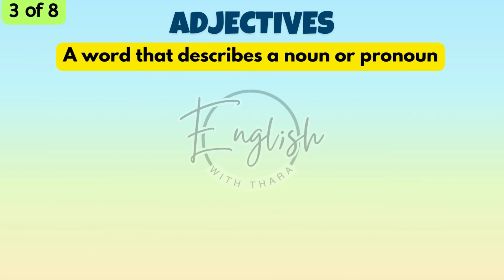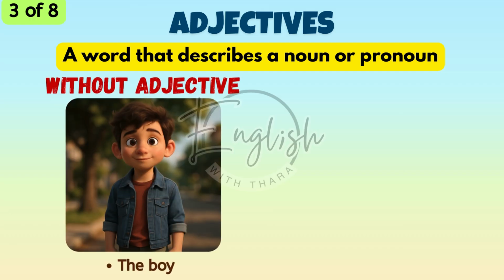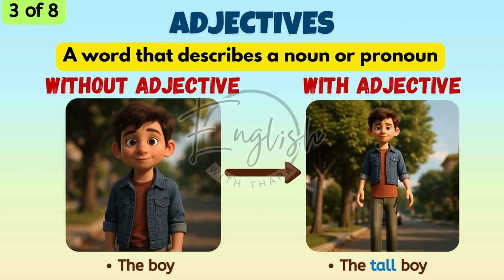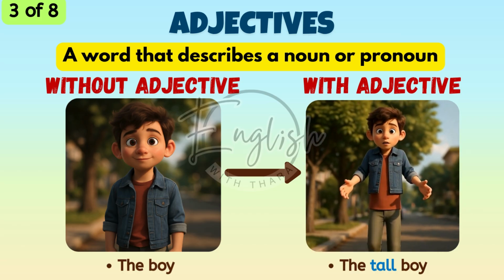Next, let's talk about adjectives. Adjectives are words that describe a noun or a pronoun. They tell us what kind, which one, or how many. For example, let's take the boy. Without an adjective, we simply say, the boy. Now, if we add an adjective to describe him, we can say, the tall boy.